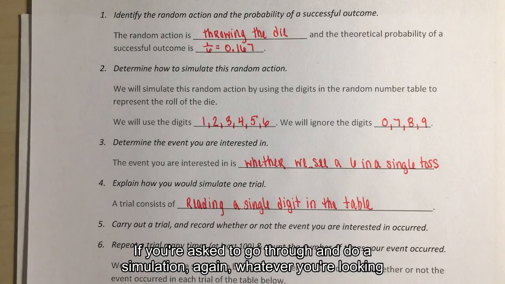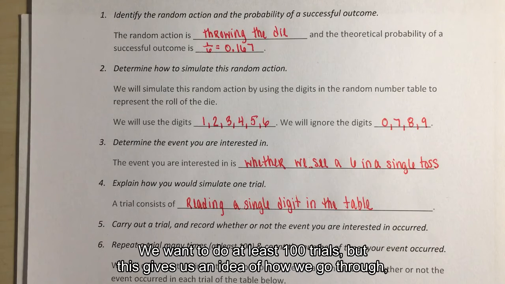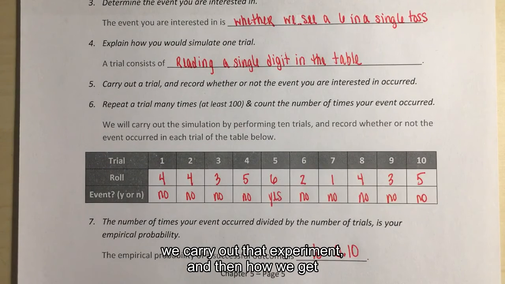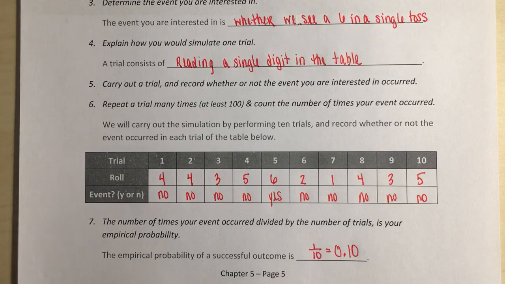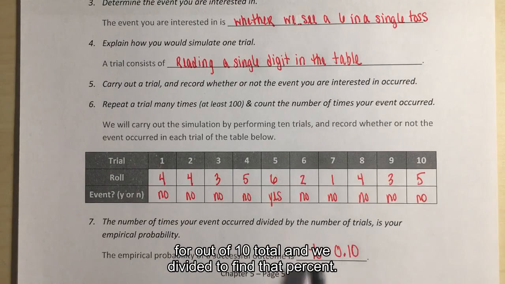So if you're asked to do a simulation, this was a very short one. Usually we do a lot more trials, at least 100, but this gives us an idea of how we carry out that experiment, and then how we get our empirical probability when we are finished. We had exactly one outcome of the event that we were looking for out of 10 total, and we divided to find that percent.